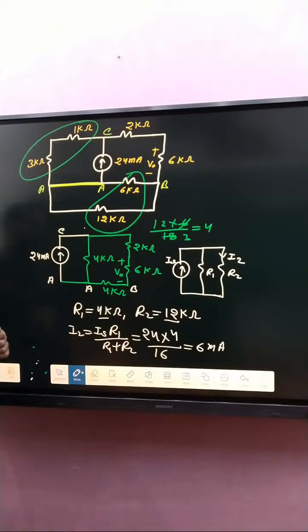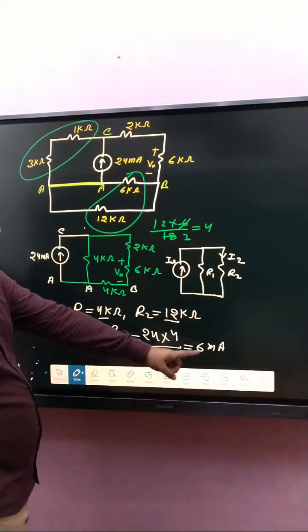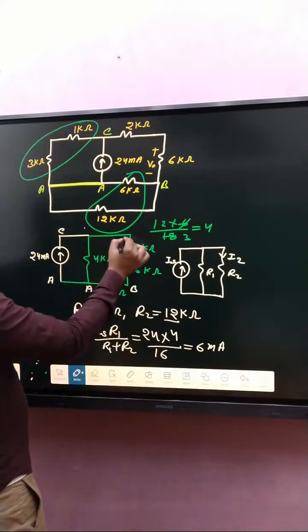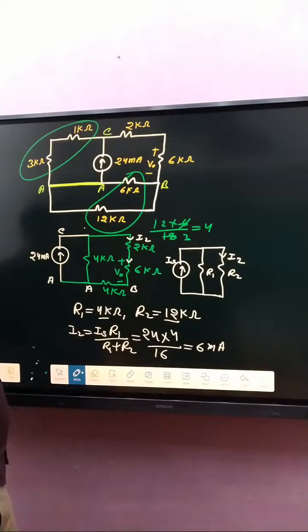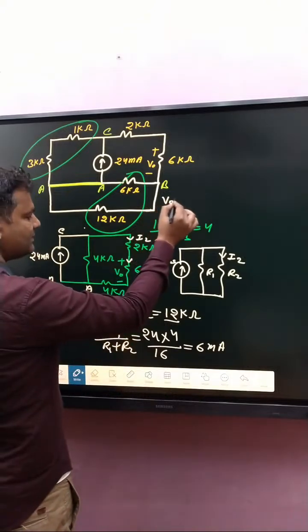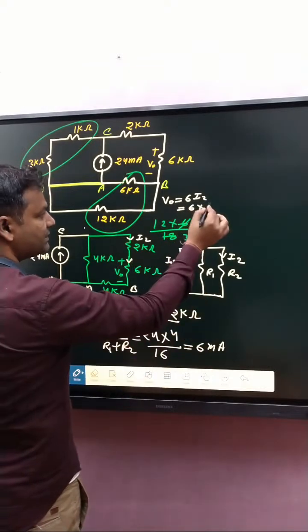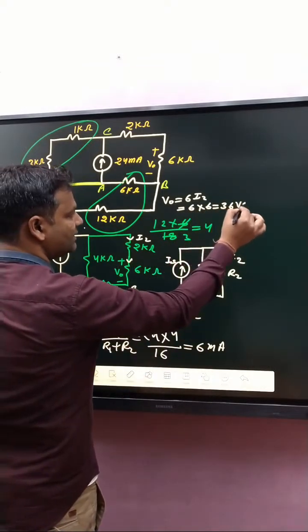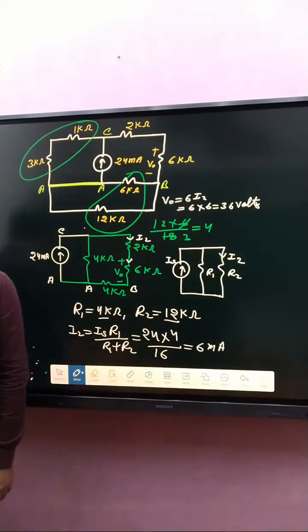After that, our target is V naught. So what about I2? I2 is how much? 6 milliampere. Here I2. Okay, that current also goes in this resistor. So V naught is how much? 6 into I2. So 6 into 6. That is how much? 36 volt. That is 36 volt is the right answer. So V naught is 36 volt.